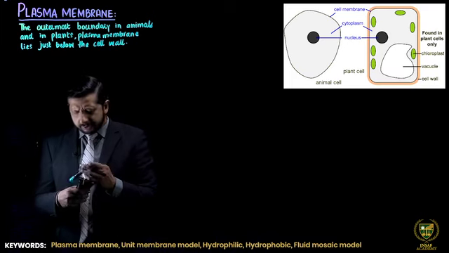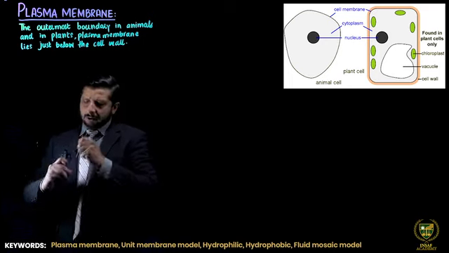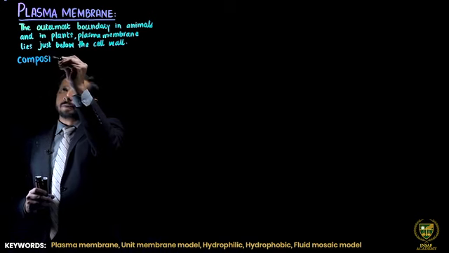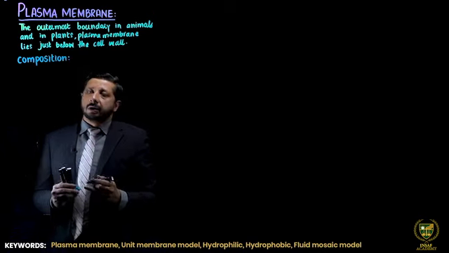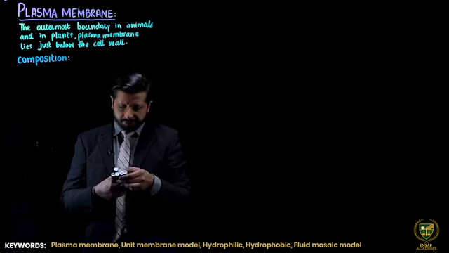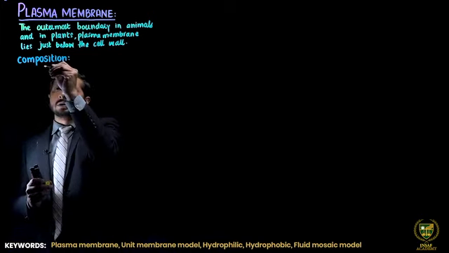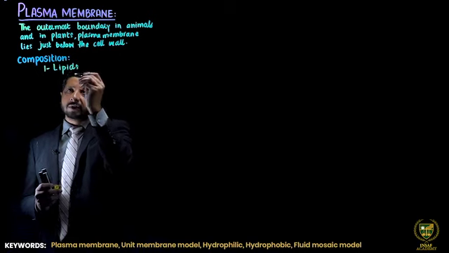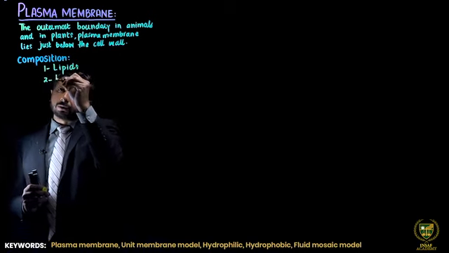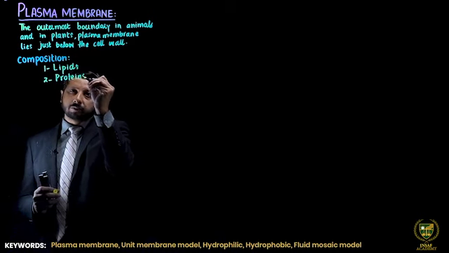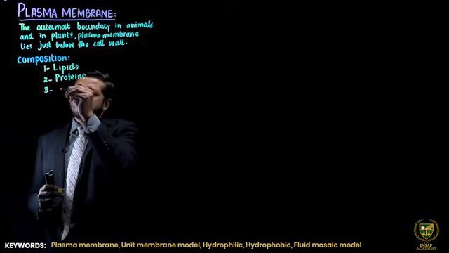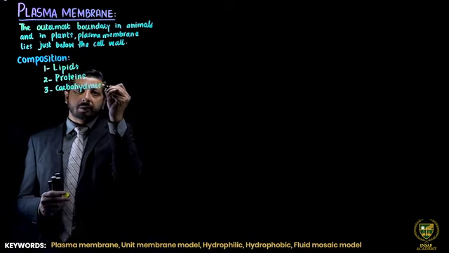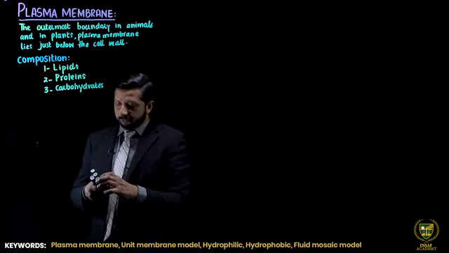Clear? Now, dear students, its composition. It is composed mainly of two to three things. Number one, the lipids. Number two, the proteins. And number three, a little bit of carbohydrates. Okay. So these are the three major components of the plasma membrane.